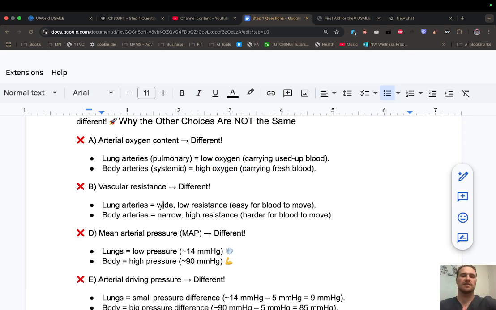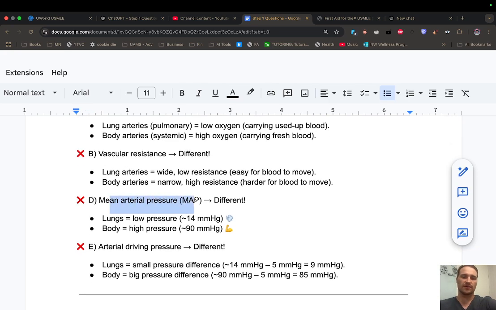Vascular resistance is going to be different. The lung arteries are super wide because the blood has to move through, so it can be oxygenated. The body's arteries, systemic, are going to be narrow and high resistance, so that it's harder for the blood to move. And then the mean arterial pressure is going to be different. In the lungs, super low pressure. The body, it's like high pressure. It's like get through there.